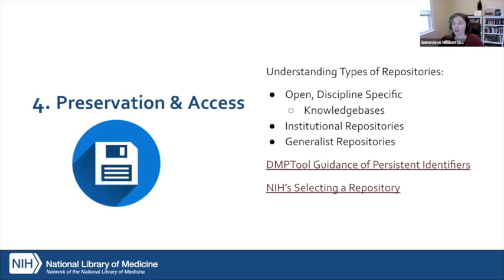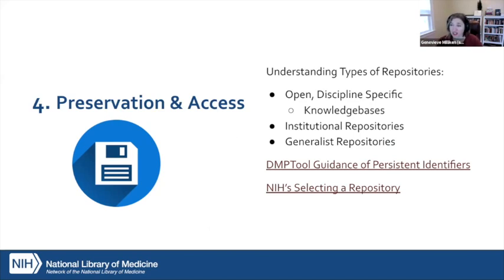Element 4 is related to preservation and access of data. So we're going to talk a lot about this through the course of today, but it is really helpful to understand the different types of repositories that are available to researchers. So the first one are open discipline-specific repositories. So there's repositories on neuroscience, metabolomics, genomics, medical imaging, et cetera.